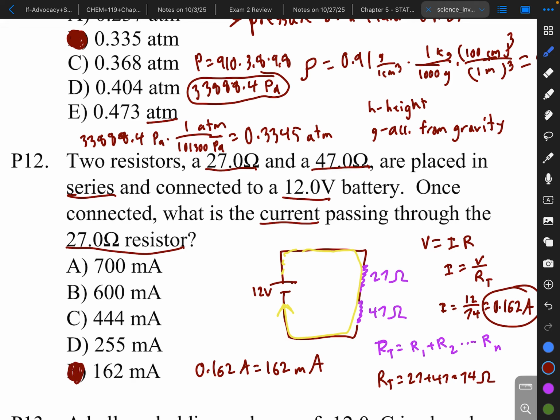And if you didn't know, just remember the standard units for voltage, current, and resistance. For voltage, the standard unit is volts. For current, the standard unit is amps, or amperes, technically, but we'll shorthand that to amp. And for resistance, the standard unit is ohm.